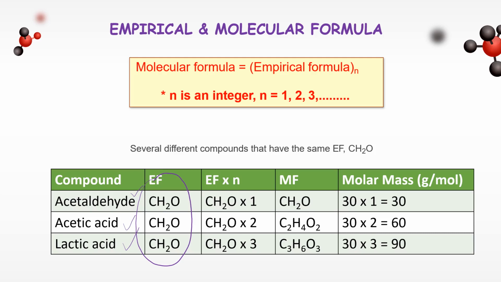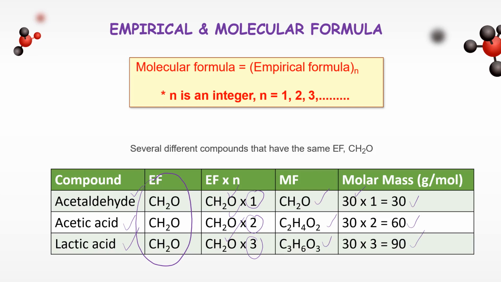Since we know the integer for each of the compounds is 1, 2, and 3, we can just multiply the integer with the empirical formula. So we will get the molecular formula for acetaldehyde as CH2O, for acetic acid C2H4O2, and for lactic acid C3H6O3. The same goes for molar mass, where we need to multiply the integer with the original molar mass, 30. So we will get the molar mass according to the molecular formula.